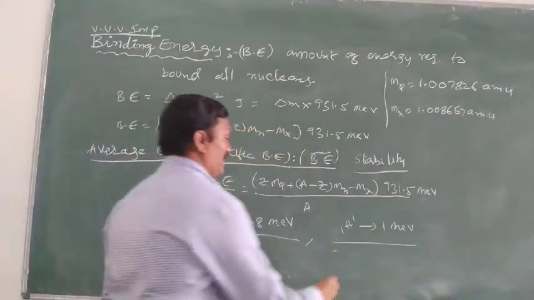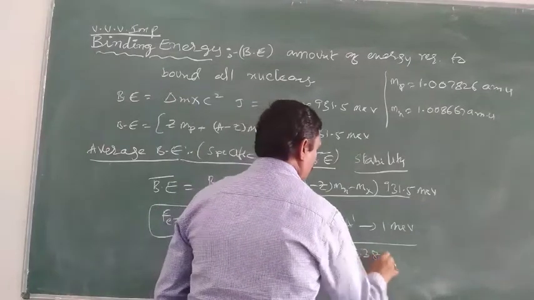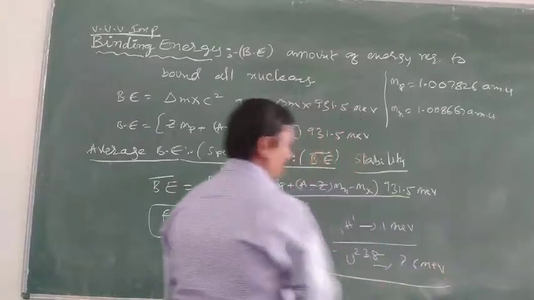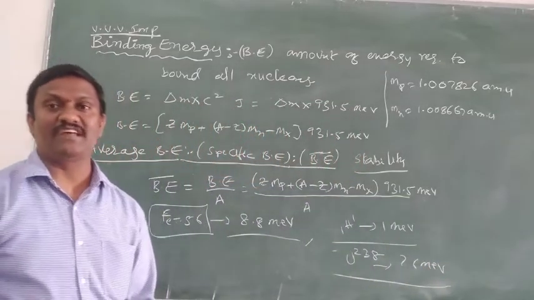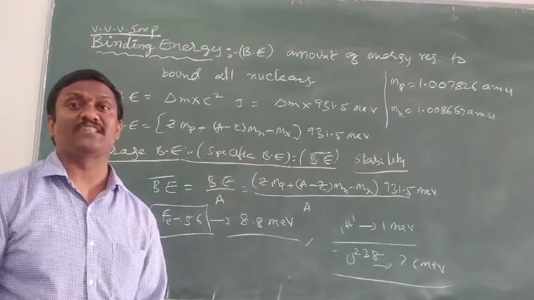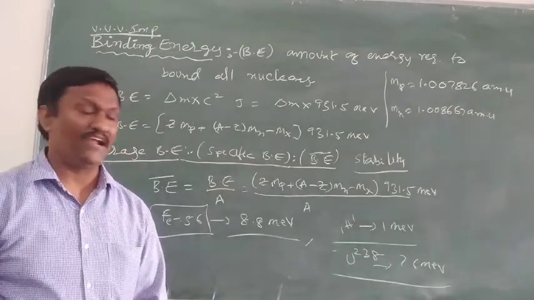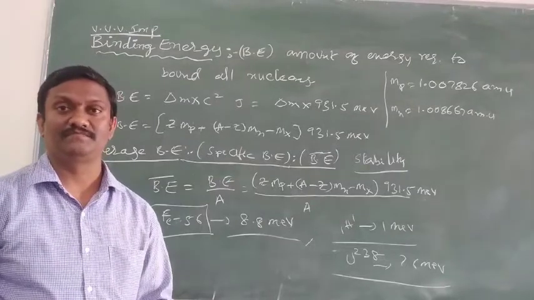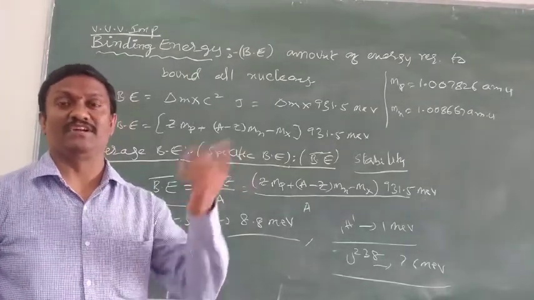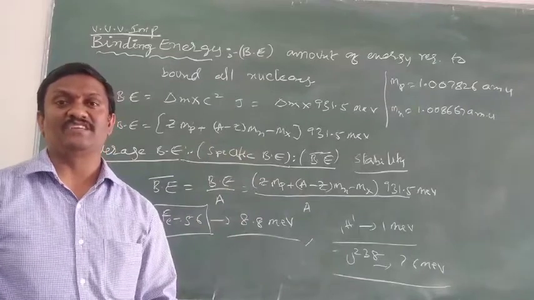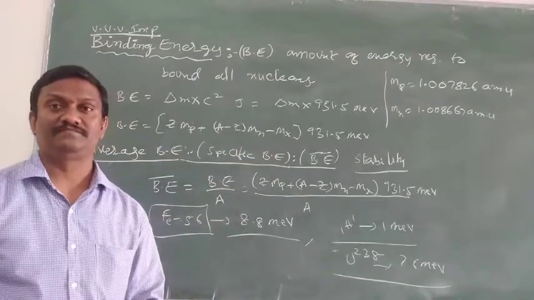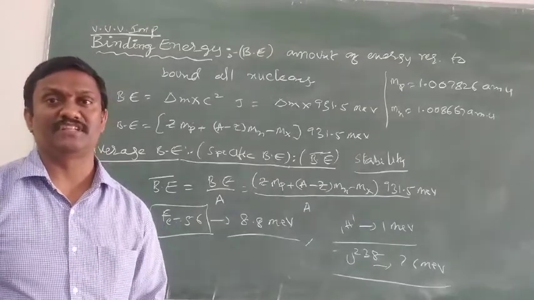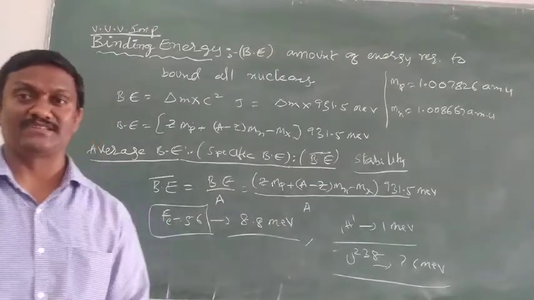And for uranium-238, the average binding energy is 7.6 MeV. So that is how average binding energy varies from one element to another, and average binding energy explains the stability of the nuclear system. If its value is more, the stability is more. If the average binding energy is less, the stability is less. So those are the two important concepts: binding energy and average binding energy.